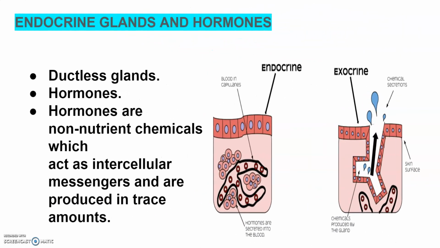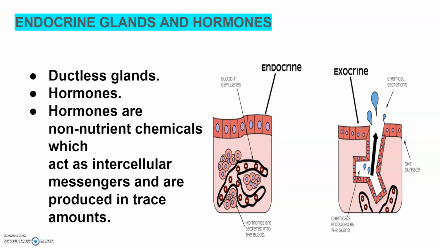Endocrine glands and hormones. Endocrine glands are ductless glands. Ductless means they do not have any ducts or pipes or vessels which help in carrying the secretions. Their secretions are called hormones. A hormone is a chemical that is produced by the endocrine glands and released into the blood, and then it is transported to a distantly located organ of the body, which is called the target organ.